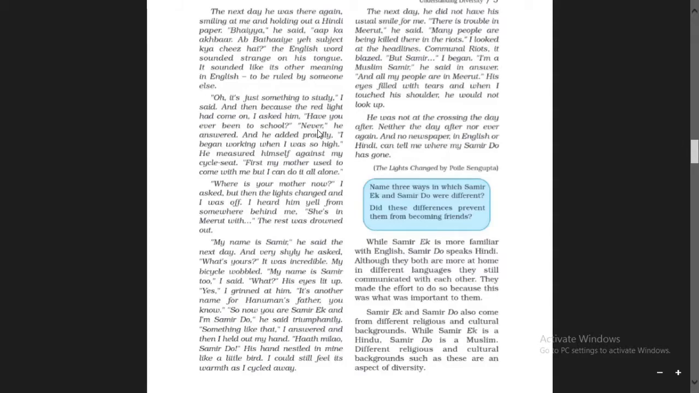And then, because the red light lit there, he asked that newspaper seller, have you ever been to school? In reply to that question, the boy said, never. And he added proudly, I began working when I was so high. He measured himself against my cycle seat. First, my mother used to come with me, but I can do it all alone.